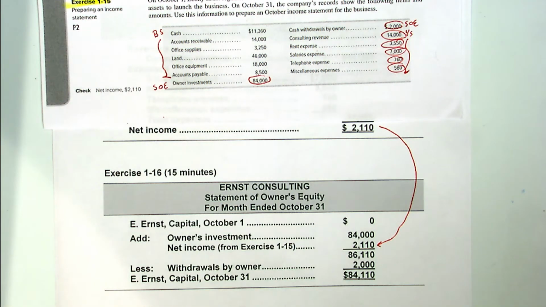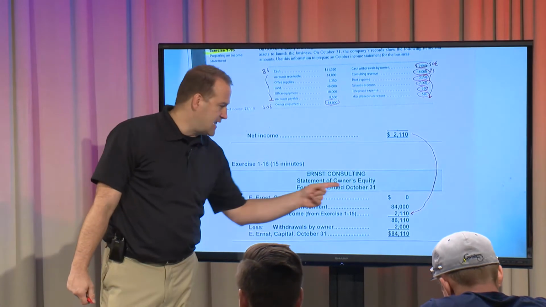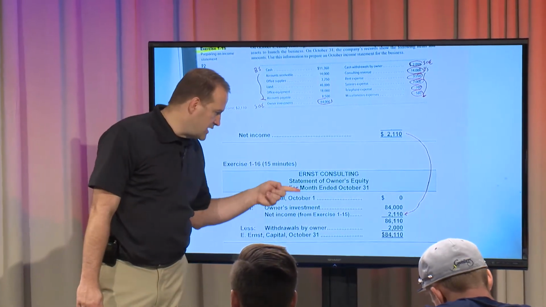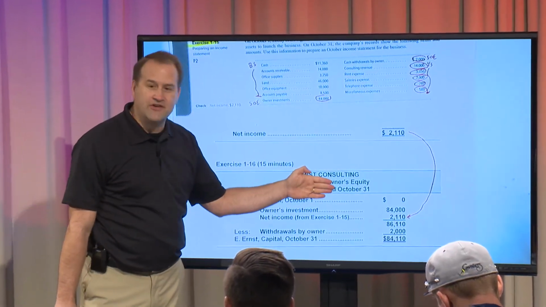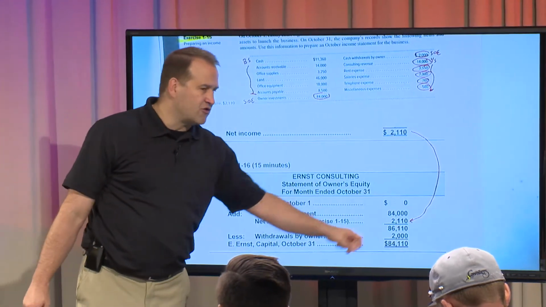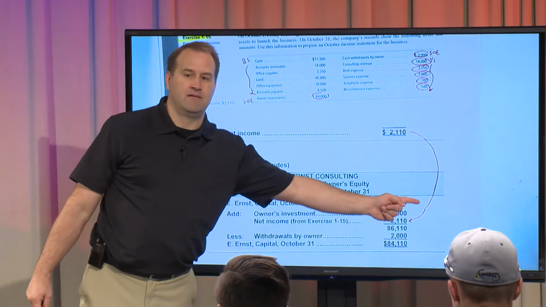Now, let's take a look at it. Is it prepared in good form? Yes. Name of the company, the name of the financial statement, and it's dated properly. The dating will always look the same as the income statement. For the month ended. I'd lovingly take off a point if you just said October 31st. Make sure, even though it's zero, some students won't put this line.